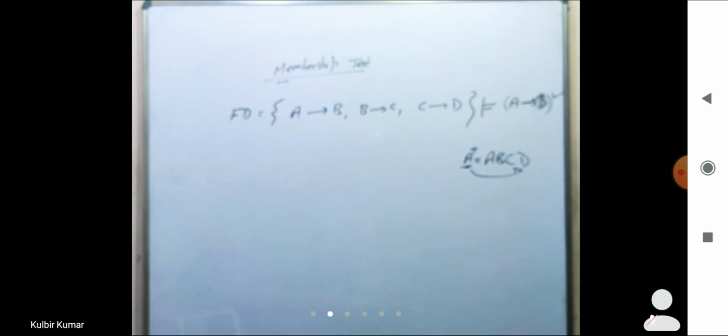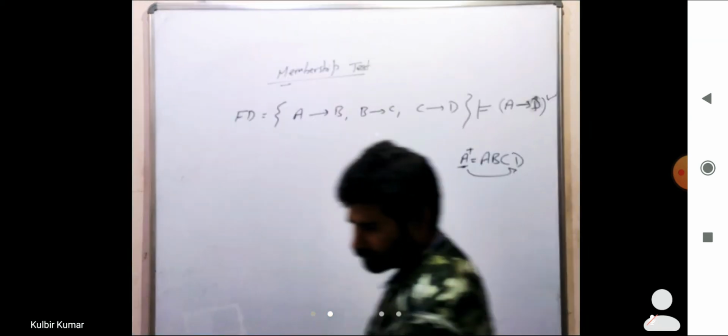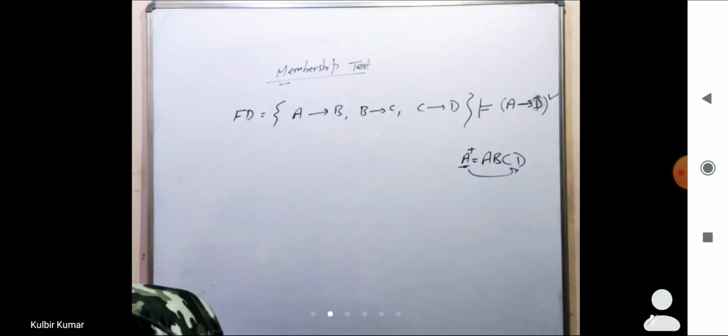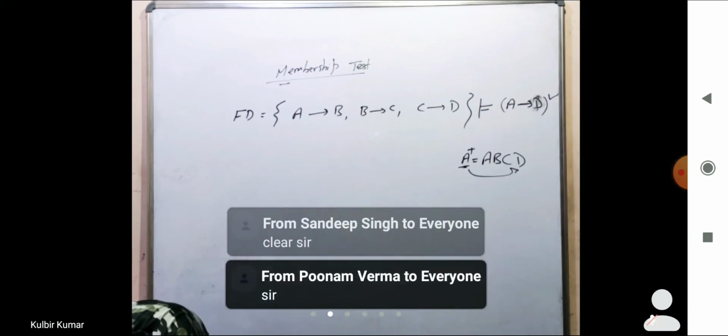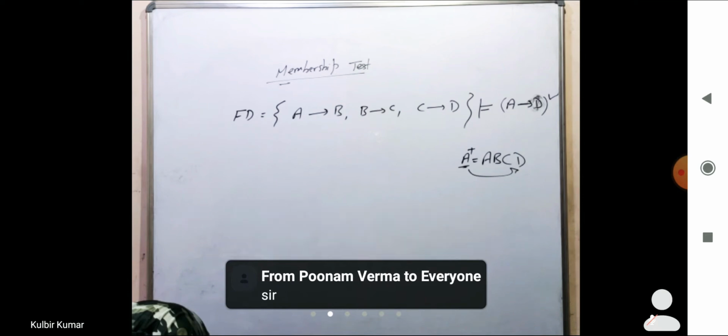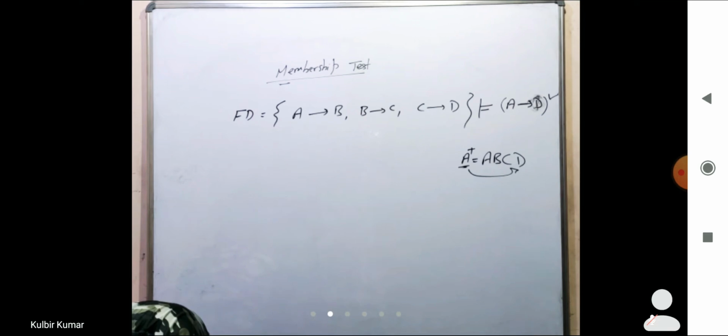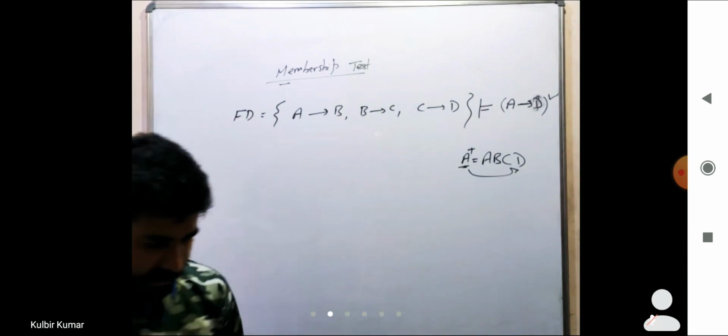So it is clear or not? Yes, this is the membership test. We can say A goes to D is a member of this functional dependency set. Okay, it is clear. I think it is clear to everyone. Okay, so next.